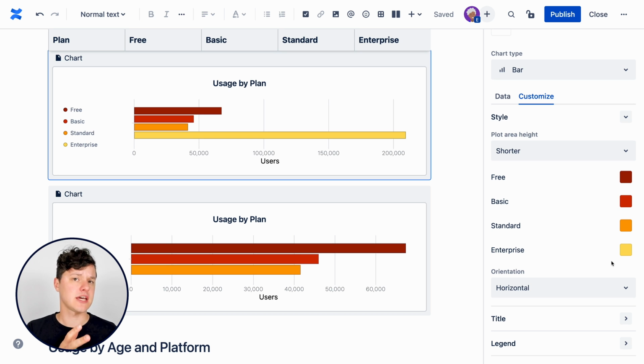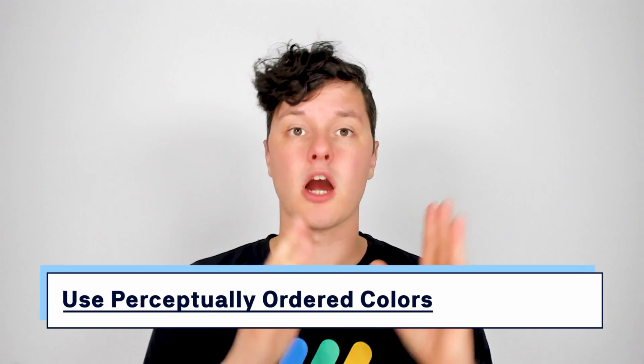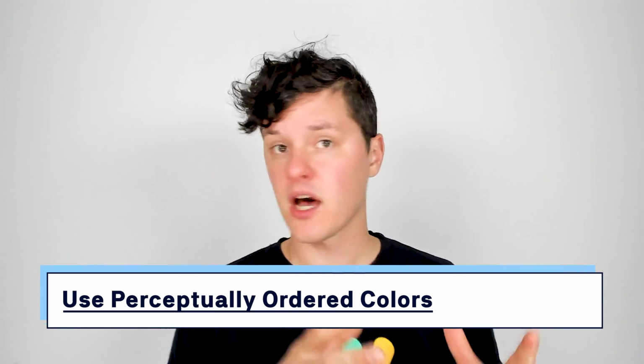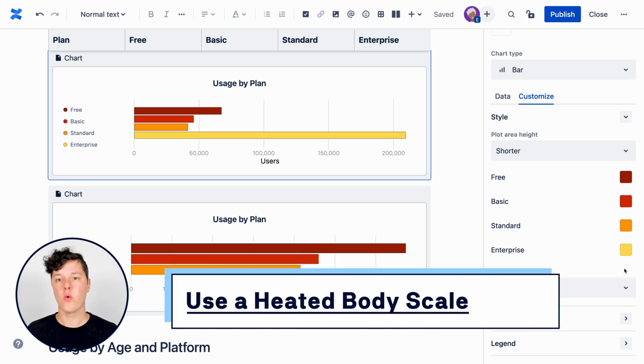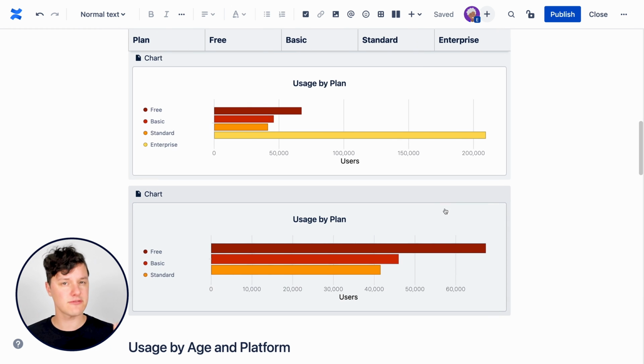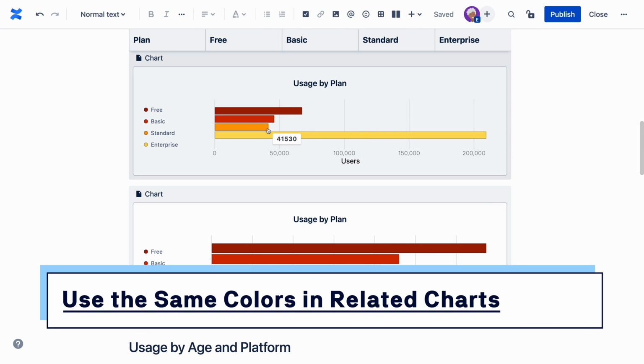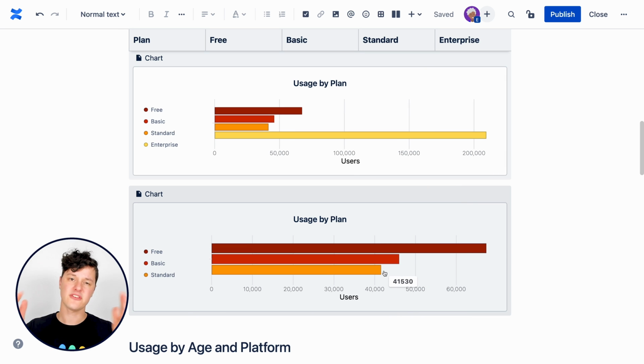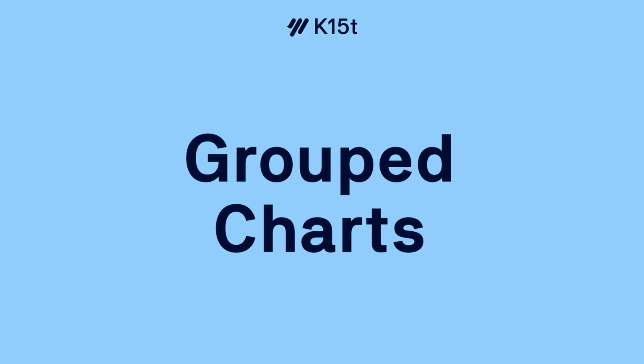So we want to use color to help people understand they're definitely in an order, but they're not directly related to each other. What we want to use are perceptually ordered colors. That is, colors that anybody's brain, no matter where they grew up, can naturally put in an order. In this case, we're going to use a heated body scale, which would typically start with black. I'm starting with a dark red, and move to a lighter red, to an orange, to a light yellow. You can see they're in an order, but also your brain tells you these things aren't related because they're different colors. Also, notice that we use the same colors for the free, basic, and standard plan, so we can help people see that they are in fact looking at the same data in each chart. Color me impressed.